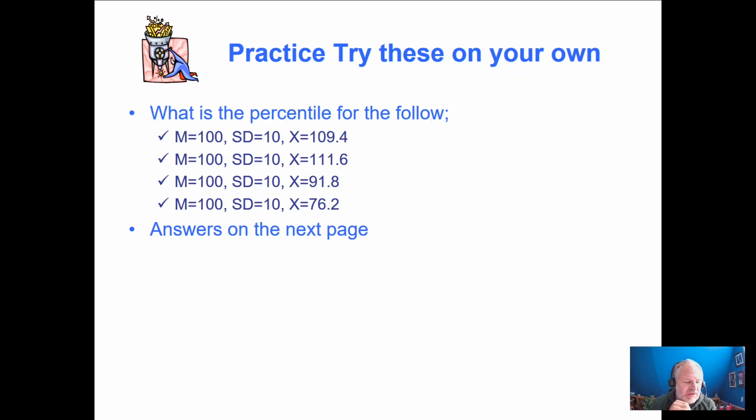Okay, now what I would like you to do is attempt to figure out the percentile for the 4 sets of scores here. For all 4 scores, the mean is 100 and the standard deviation is 10. I want you to calculate the percentile for a score of 109.4, 111.6, 91.8, and 76.2. You can pause the video and answer the questions, and you'll see the answers on the following slide after you've restarted this video.